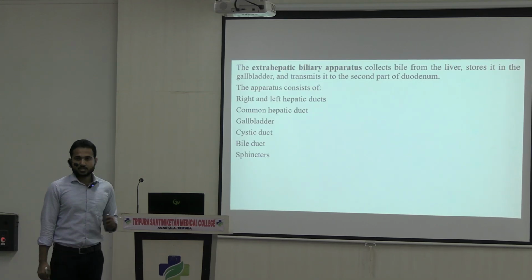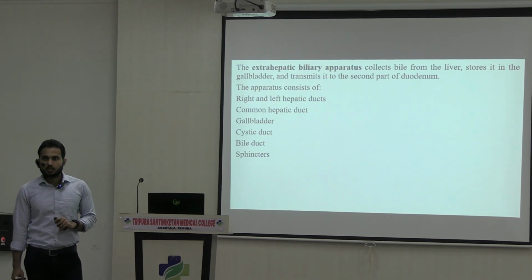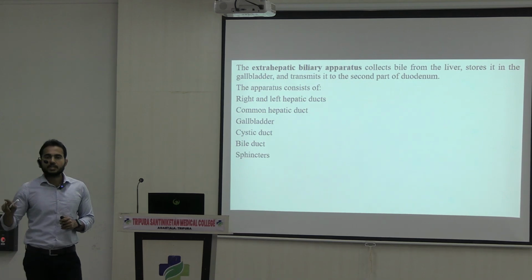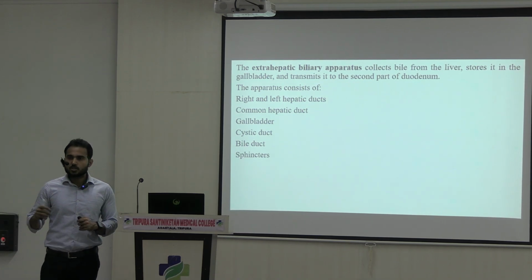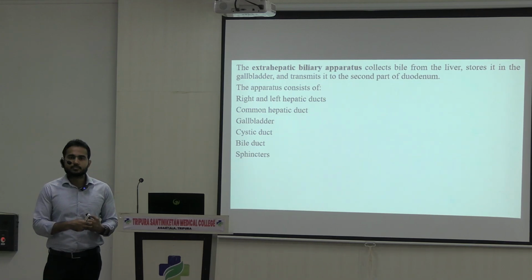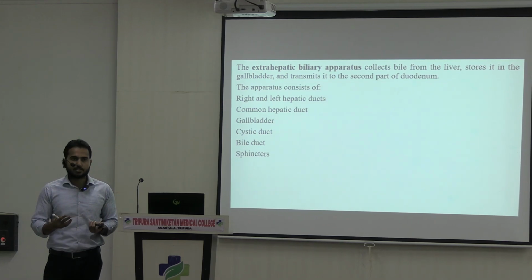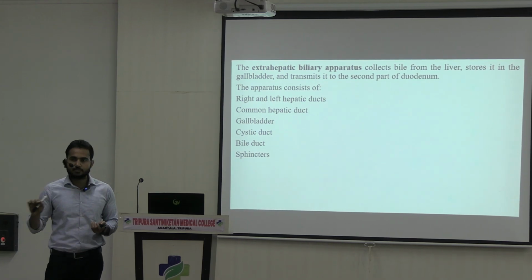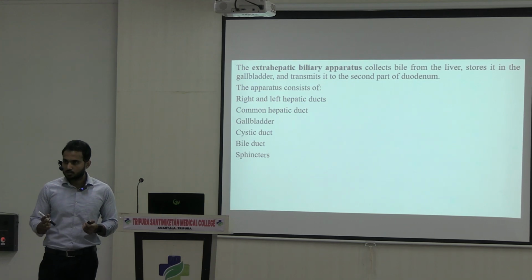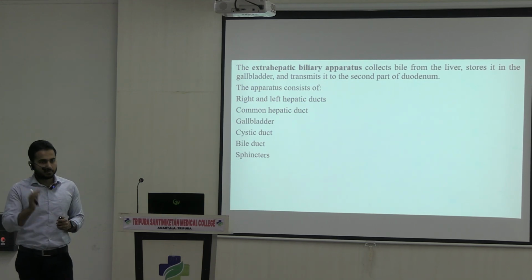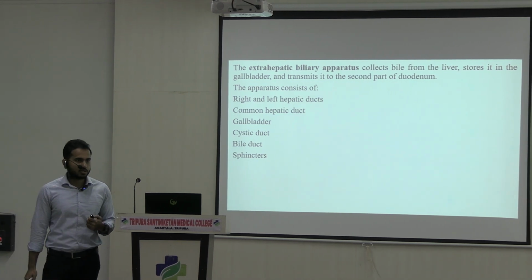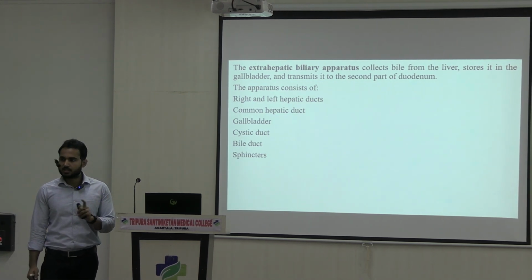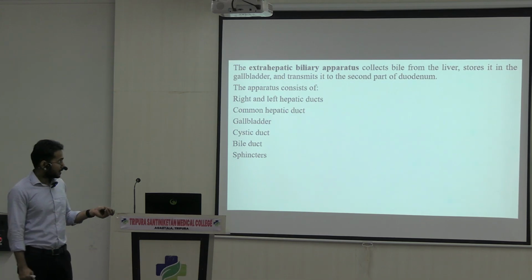Next, the extrahepatic biliary system, also called EHBS. In the short form it is called EHBS. So in the exam, if a question comes from the extrahepatic biliary system, the short form EHBS is written. Don't get confused. In the question it may appear like this: write about the EHBS, or the applied importance of the EHBS, or other questions are also there. So EHBS means extrahepatic biliary system.